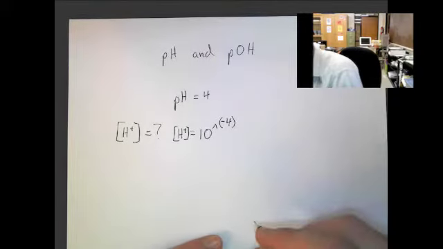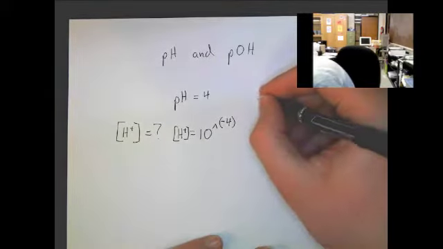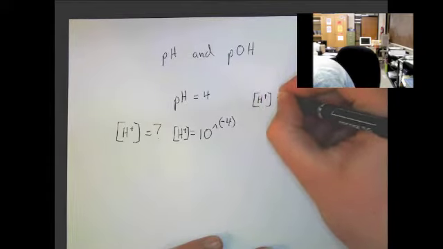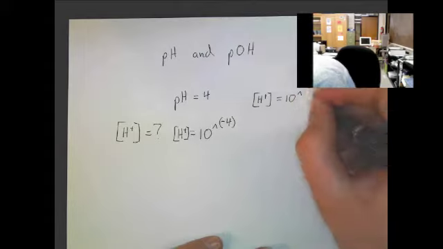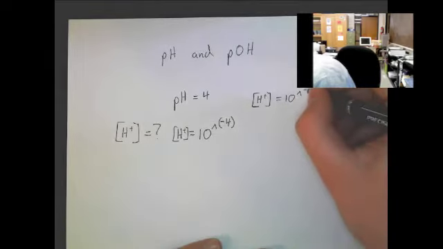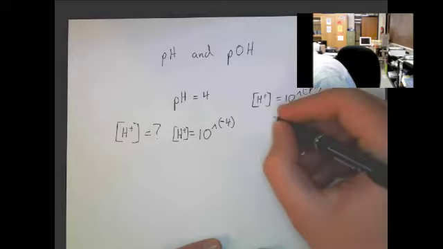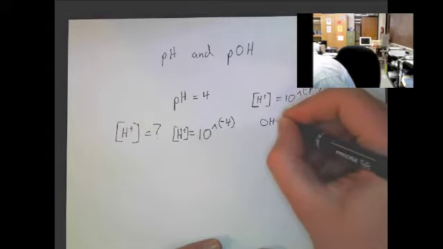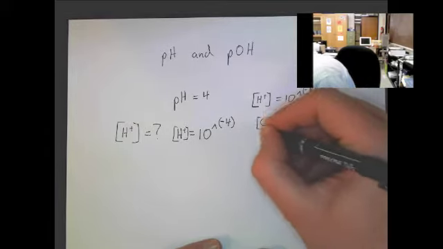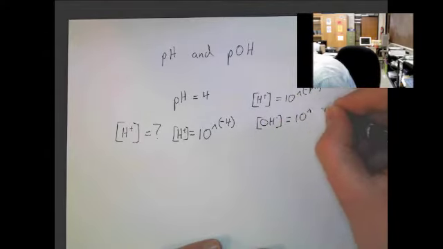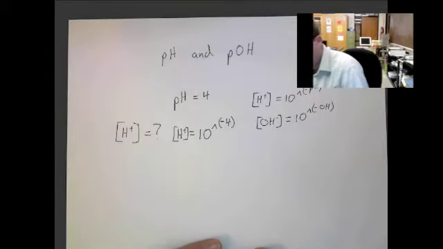concentration. Now, the general form of this is just simply going to be, if we want H+, then we just raise 10 to whatever the negative pH is. If we want OH negative, okay, hydroxide concentration, then we simply raise 10 to whatever the negative pOH is. And I'll show you examples of both.